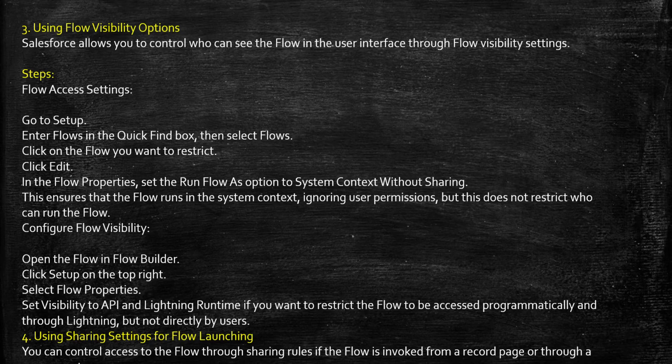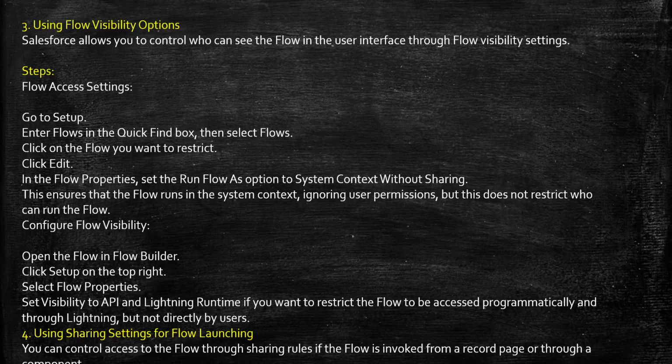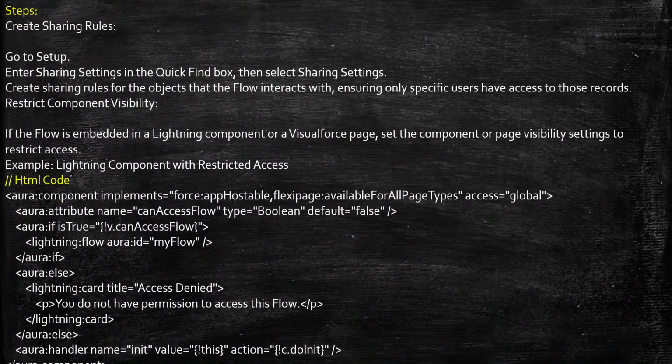The fourth point is using sharing settings for flow launching, creating sharing rules. How to create sharing rules: enter Sharing Settings in Quick Find, select Sharing Settings, and create a sharing rule for the object the flow interacts with, ensuring only specific users have access, to restrict component visibility.